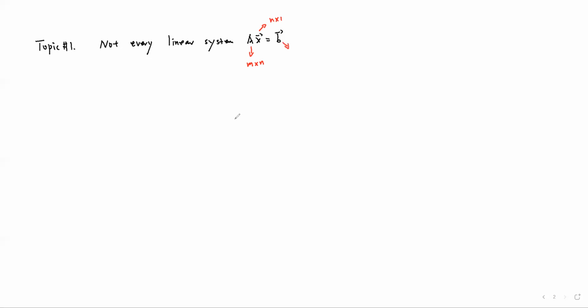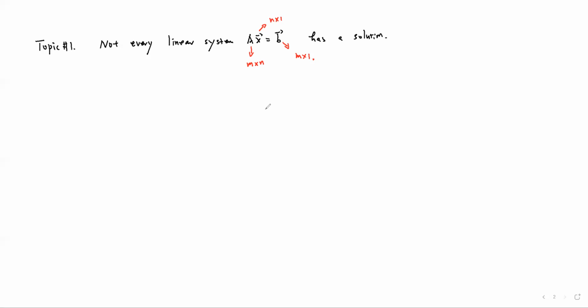Then what is the size of B? Look at the left-hand side. m by n times n by 1. The result should be m by 1. Therefore, B should be m by 1. Not every linear system has a solution, right? We know this, right?